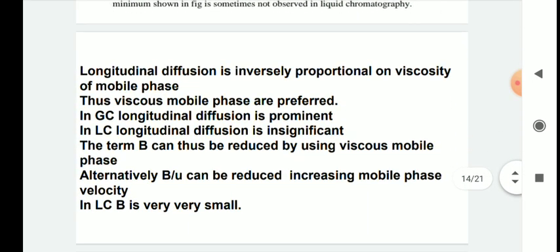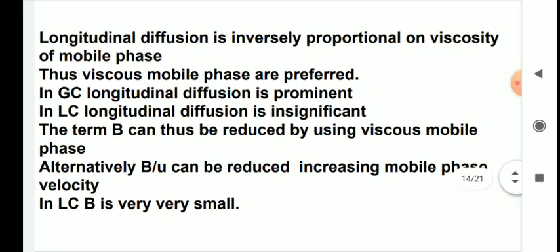Longitudinal diffusion is inversely proportional to the viscosity of the mobile phase, and that is very obvious. When a molecule is present in a viscous medium, it has to overcome the resistance of the viscous medium to travel, so longitudinal diffusion will be less. So in GC, viscous mobile phases are preferred. That means mobile phases having higher molecular weight are preferred in GC. If you have hydrogen and helium, prefer helium, because helium has higher molecular weight and thus higher viscosity.